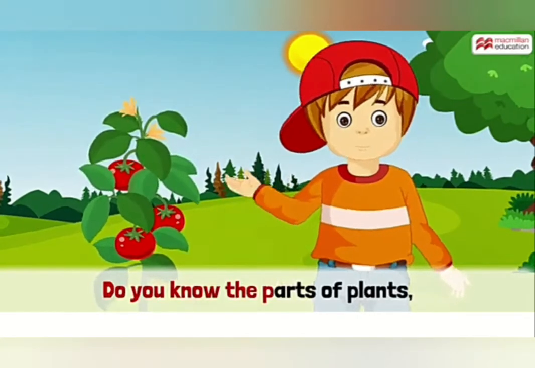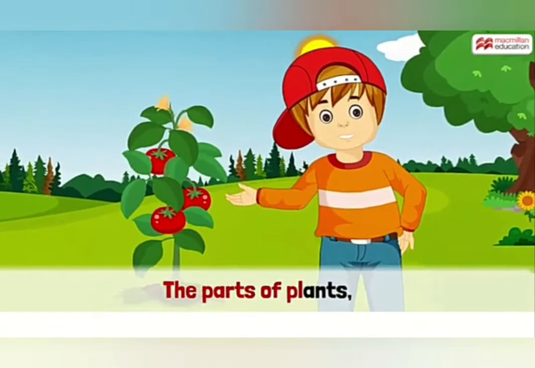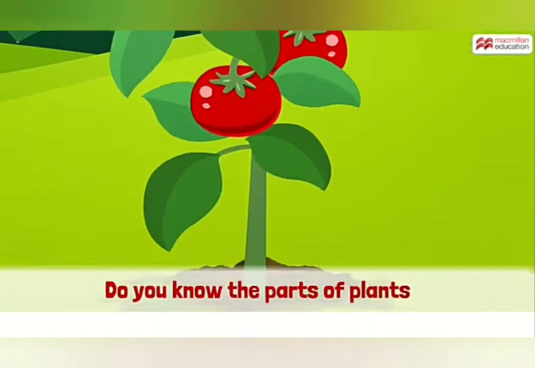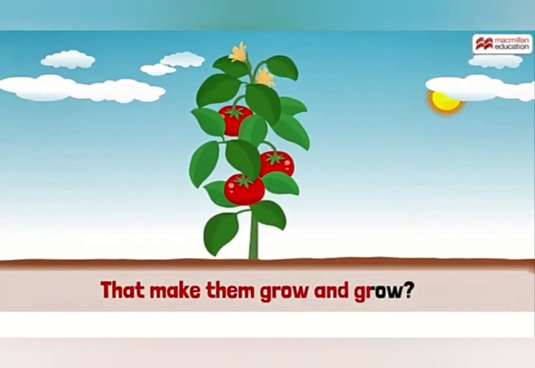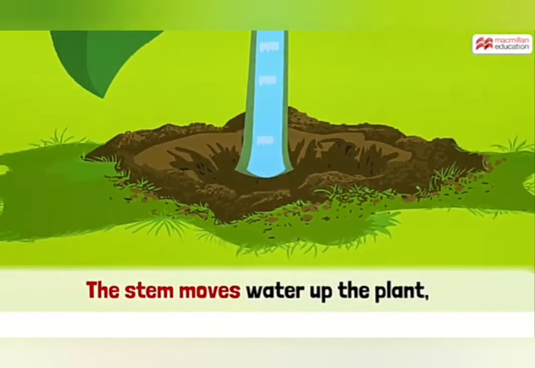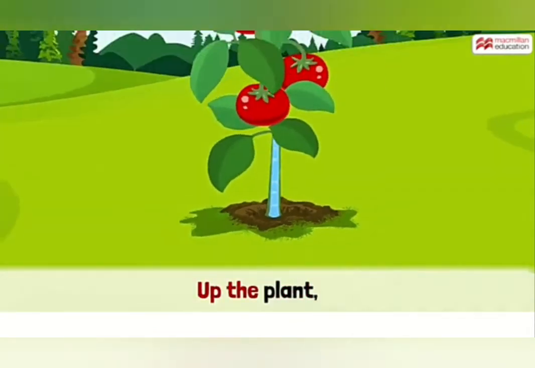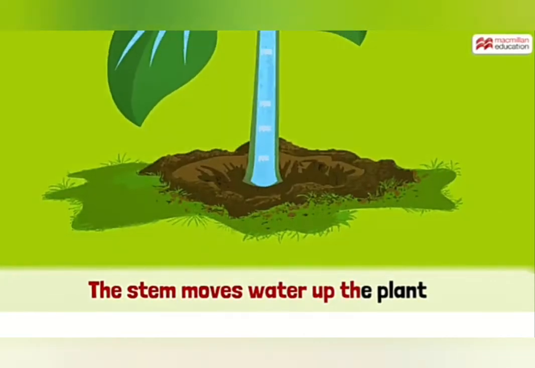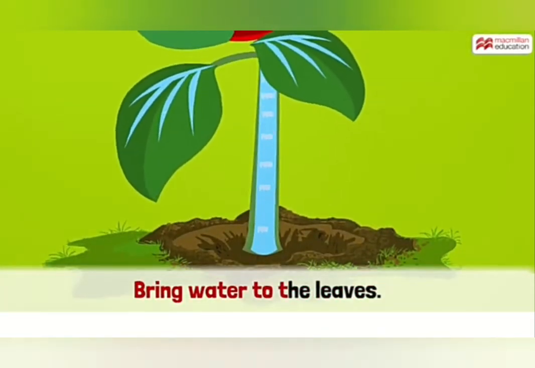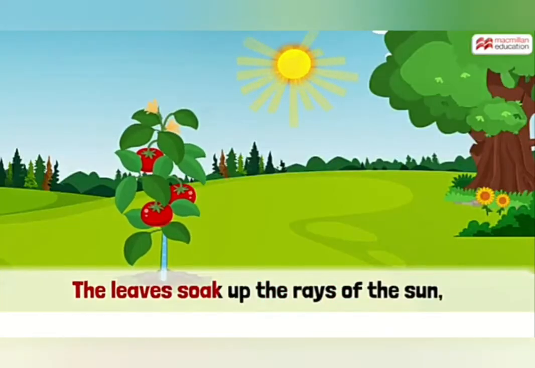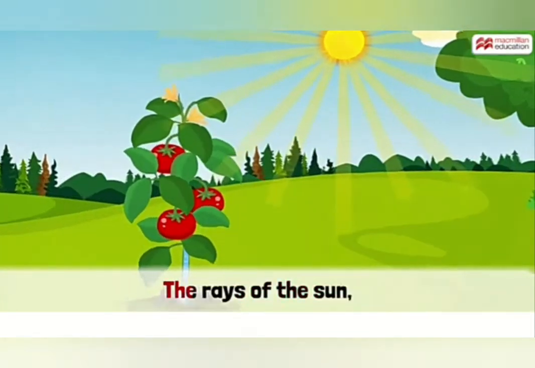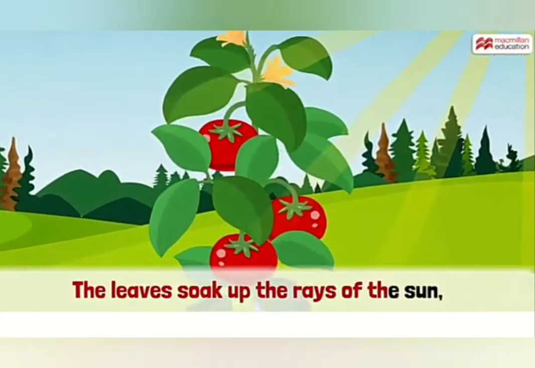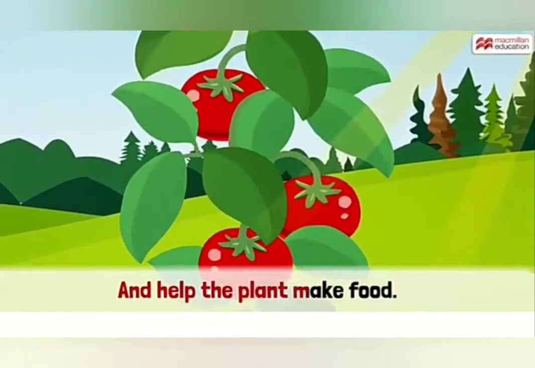Do you know the parts of plants, the parts of plants, the parts of plants? Do you know the parts of plants that make them grow and grow? The stem moves water up the plant, up the plant, up the plant. The stem moves water up the plant, bring water to the leaves. The leaves soak up the rays of the sun, the rays of the sun, the rays of the sun. The leaves soak up the rays of the sun and help the plant make food.